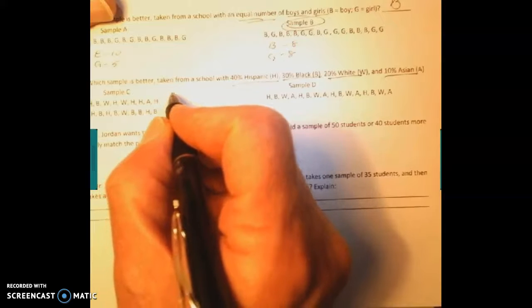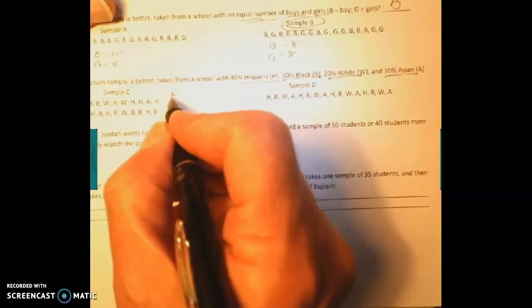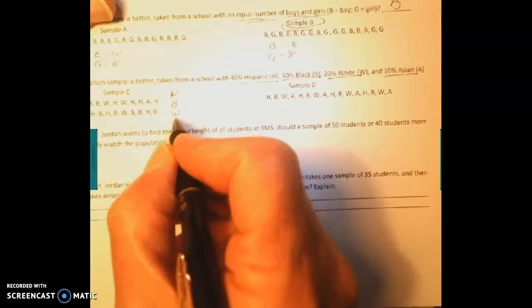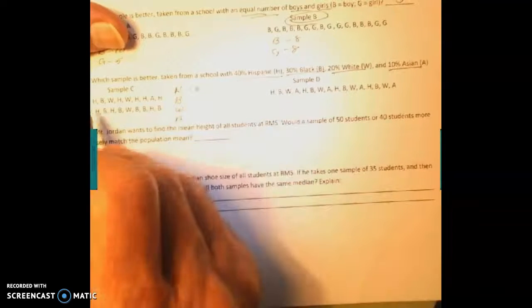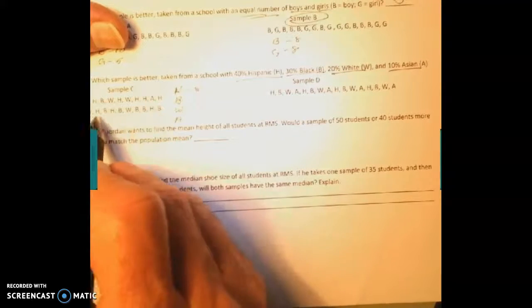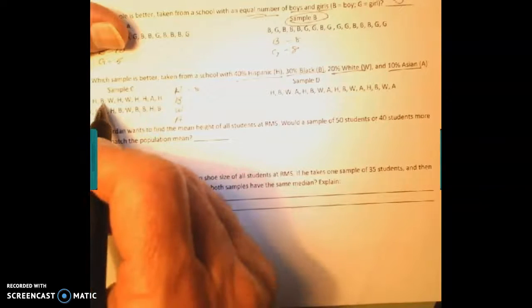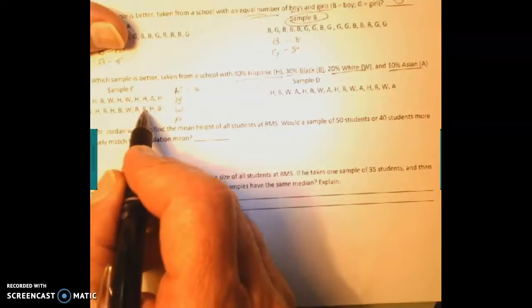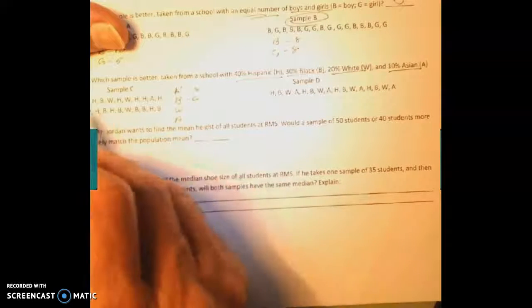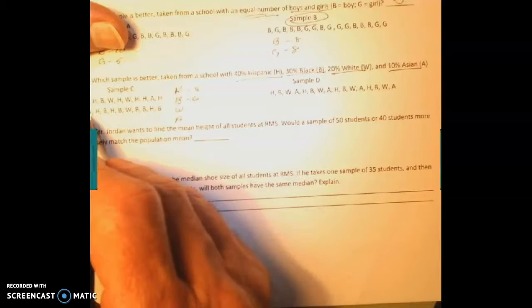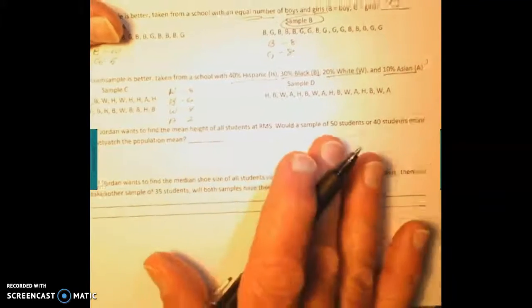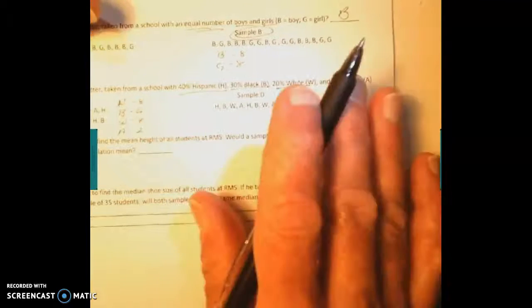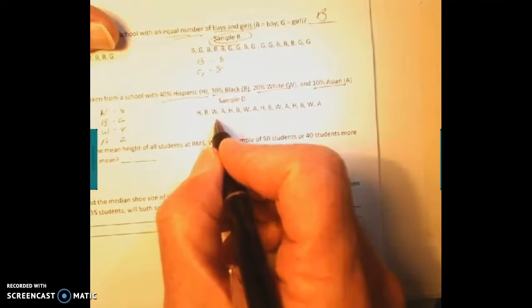Go ahead and again do the count. Okay, H, B, W, A. Hispanic, 1, 2, 3, 4, 5, 6, 7, 8. Black, 1, 2, 3, 4, 5, 6, and white, 1, 2, 3, 4, and Asian, 1, 2. Okay, that looks like the correct answer, but let's go ahead and check this one anyway.